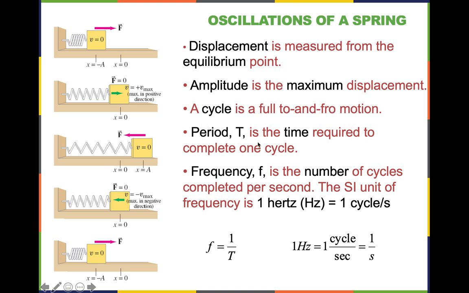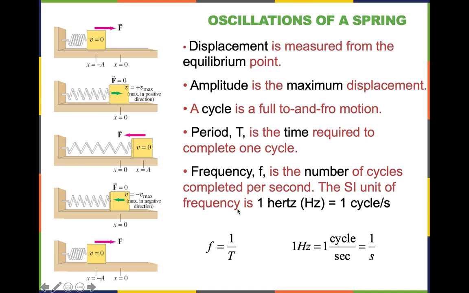Period T is the time required to complete one cycle. So the time between the spring is let go, starting at compressed, reaching its highest amplitude, the maximum displacement, and then returning to its compressed state, that would be one cycle.